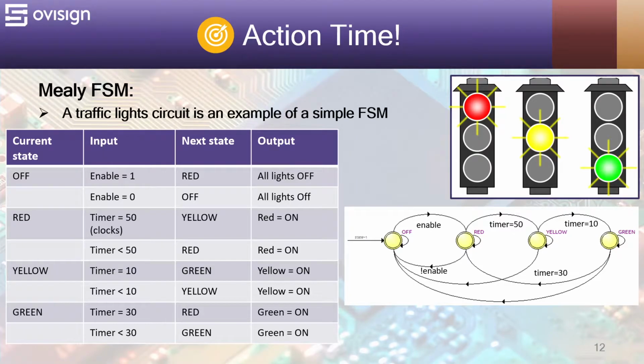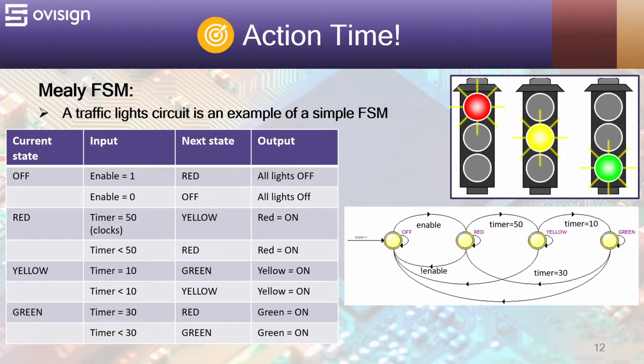And now it's action time. A traffic light circuit is an example of a simple mini FSM. I think that you are all familiar with this device and you see it every day when crossing the street. A semaphore is either off or it has one of the three colors, red, yellow, and green. Let's analyze the table and discover the state transitions.